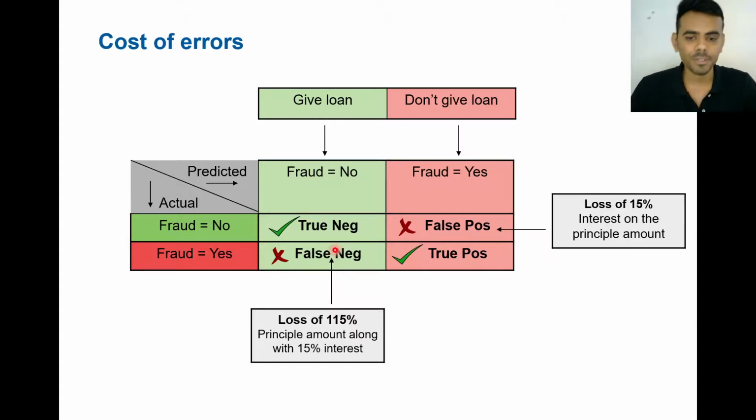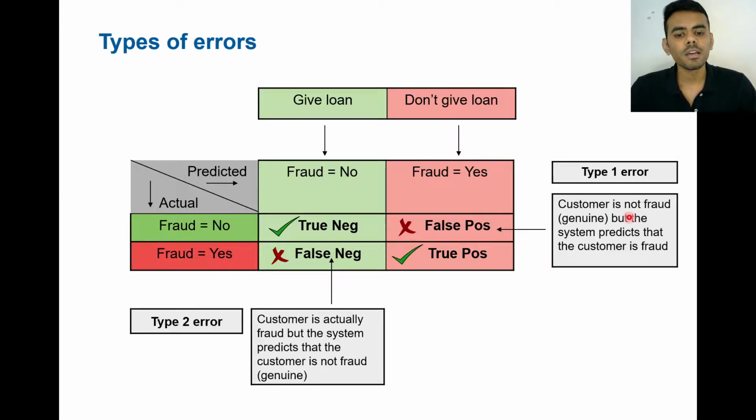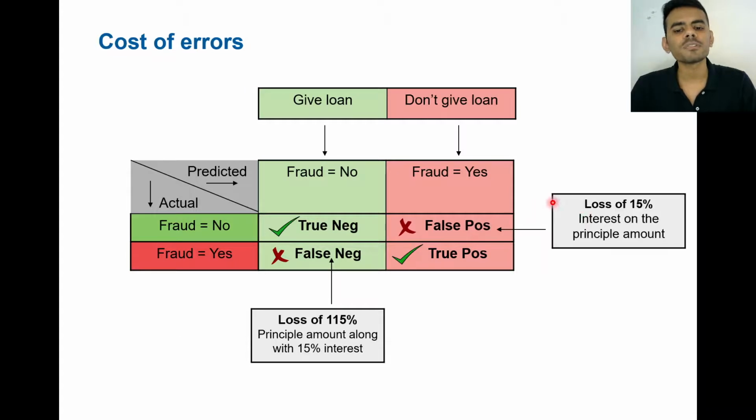Now let's see what's the error associated to these things. I mean, the cost of errors. If it was this case, essentially, you would not give a loan to anybody. Let's imagine you have 1 crore of rupees and you do not give a loan in that case. Essentially, you lose out on the opportunity to make 15% interest on that principal amount. So the cost of error in case of false positives is 15% of the principal amount.